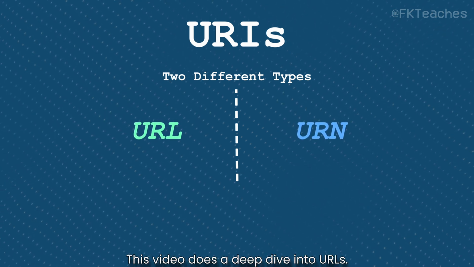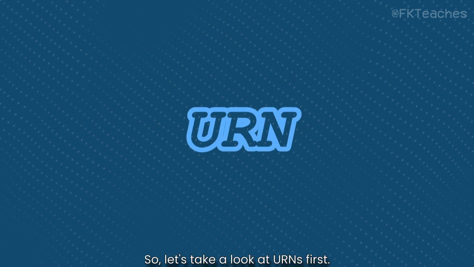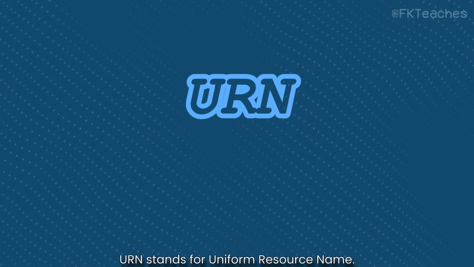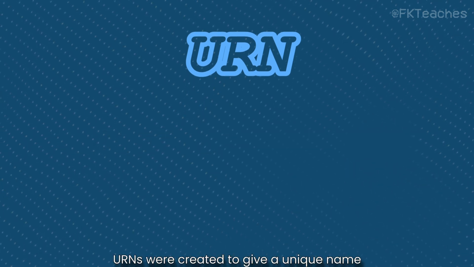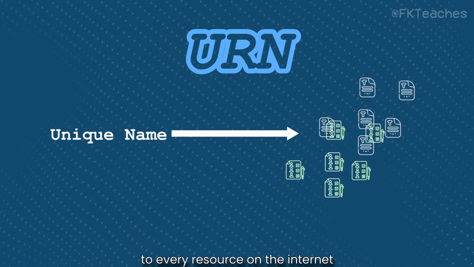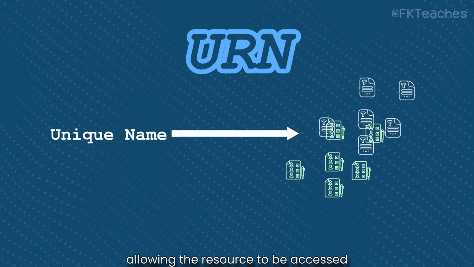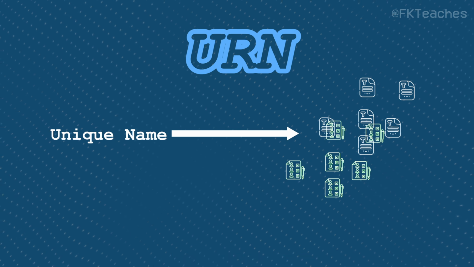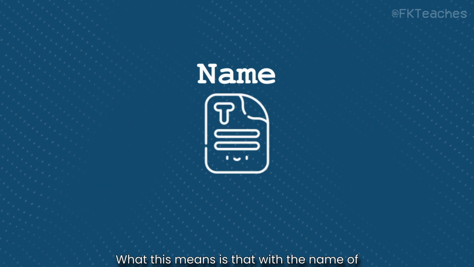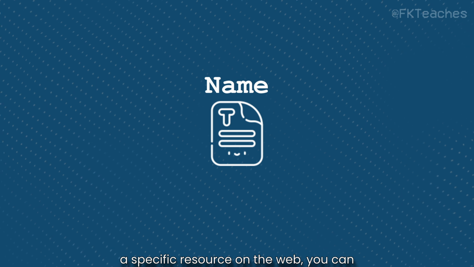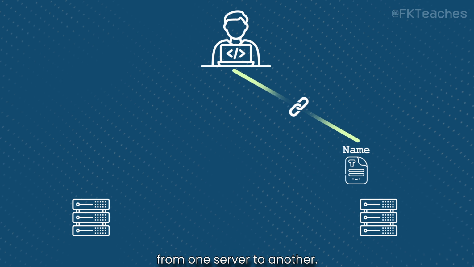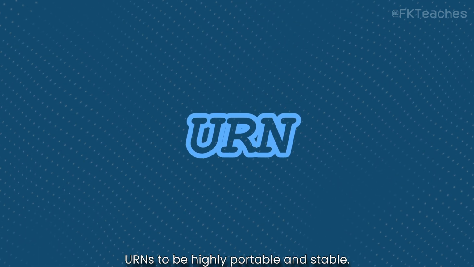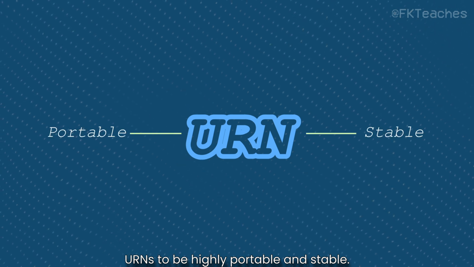This video does a deep dive into URLs, so let's take a look at URNs first. URN stands for Uniform Resource Name. URNs were created to give a unique name to every resource on the internet, allowing the resource to be accessed without knowing its location. What this means is that, with the name of a specific resource on the web, you can always access the resource using the same link even when it is moved from one server to another. This location-independent strategy allows URNs to be highly portable and stable.